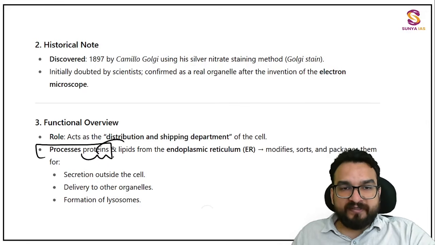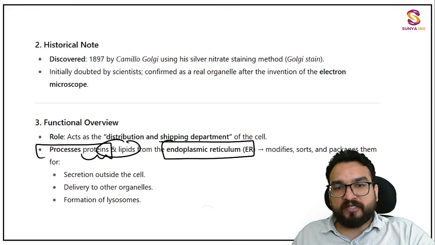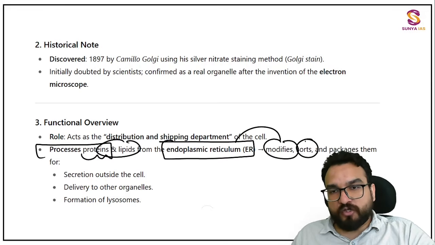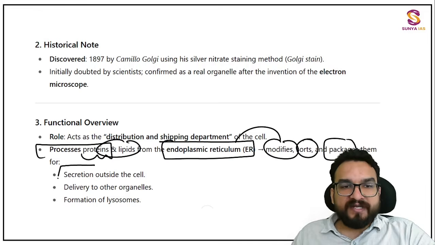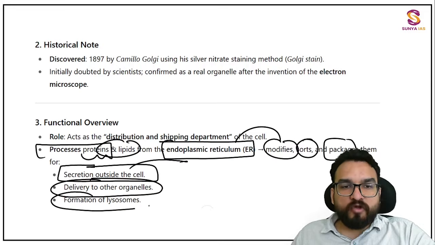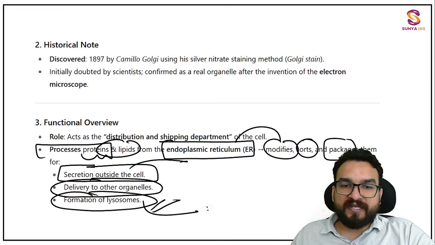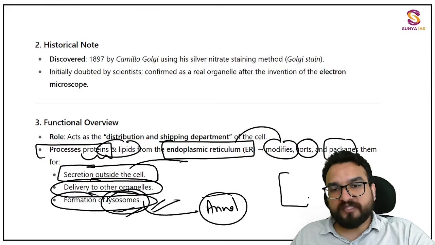It processes proteins and lipids from the endoplasmic reticulum and modifies them, sorts them, packages them for either secretion out of the cell, delivery to other organelles, or formation of lysosomes. In animal cell you will be finding lysosomes, not in plant cell. For plant cell you are having a vacuole.